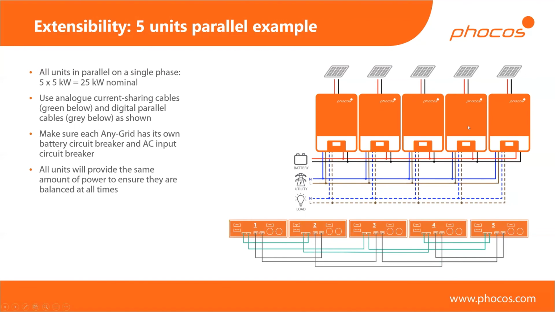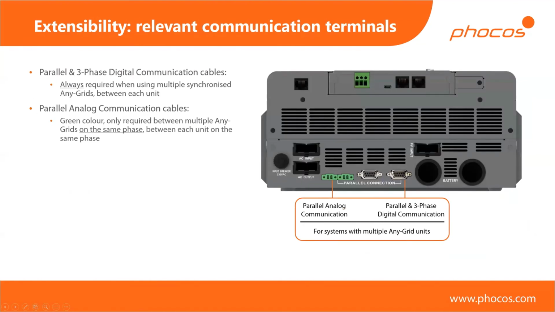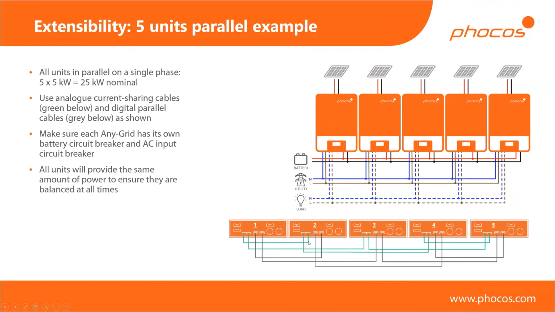Now, if you're using 5 kilowatt units, then of course this means now we have 25 kilowatts of nominal AC power. PV power is slightly lower than that. You see these are the wirings on the bottom. If I go back one slide, it's this part basically that we're showing in the diagram. The green cables are the ones that we need if we have more than 1 unit per phase, which we do. All units are on the same phase, so they must all have the green cables. And then the gray or black cables are the communication cables, which are always required for multi-unit systems.